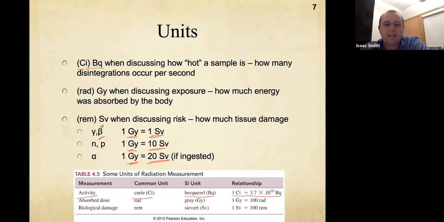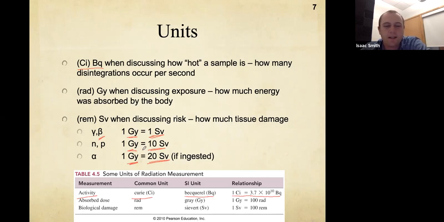And the reason is that there isn't much mass for any of these. And so the damage they can do is pretty minimal. For a neutron or proton, they have a little bit more mass. So you'd multiply the grays by a factor of 10 to see how many sieverts you've received. And then for alpha, since it's such a big bulky thing, if it's ingested, you would multiply it by 20. If it's not ingested, it doesn't really do anything to the inside of your body, right?